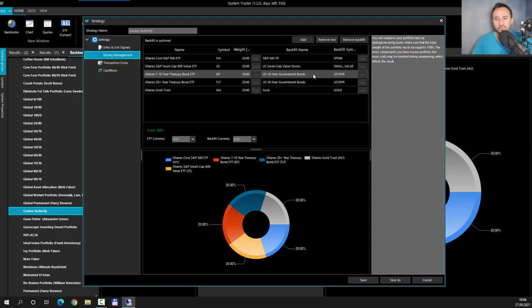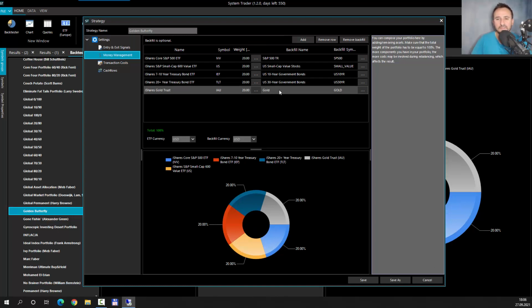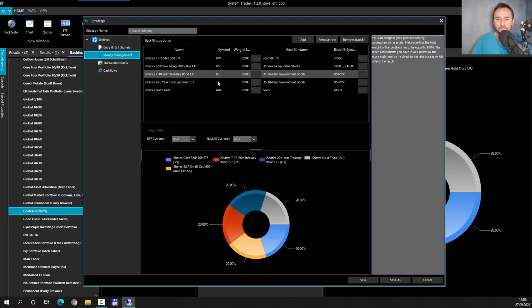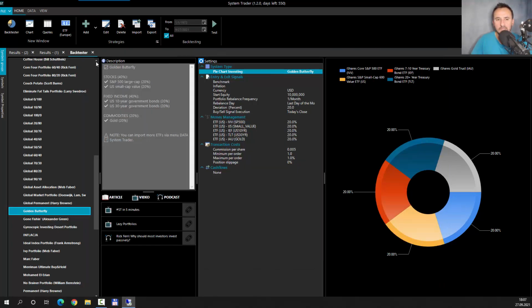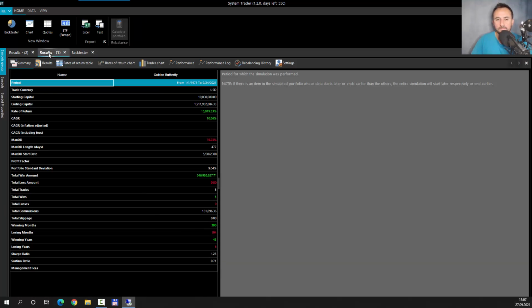Then we have 40% of government bonds, and in particular we have 20% of 10-year government bonds and another 20% of 30-year government bonds. And the last bit of that portfolio is gold, 20%. So a very simple portfolio, and here I even put some ETFs which would allow us to implement such a portfolio. When we look at the results, they are really great.